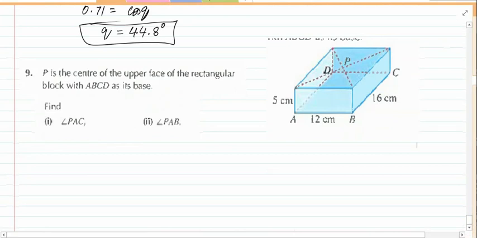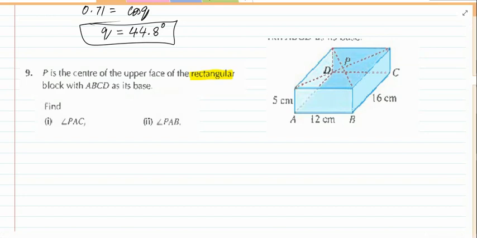P is the center of the upper face of the rectangular block. The first important thing is rectangular block, that means there are 90-degree angles, with ABCD as its base. Now if any one of you has a confusion regarding the 90 degrees, listen. This angle is 90 because it's a rectangle A, B, C and D, right? So there are two 90 degrees at one face of a figure.